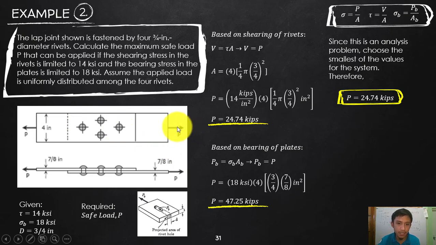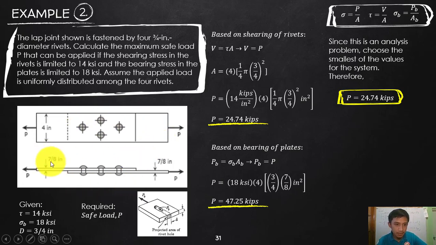So let's assume that this force P is distributed equally among these 4 rivets. Again, it's up to you how you solve this one. You can consider the 4 rivets, or divide the force P by 4 and consider 1 rivet. It's your approach. But for this problem, I will consider the entire force P and the entire set of rivets.